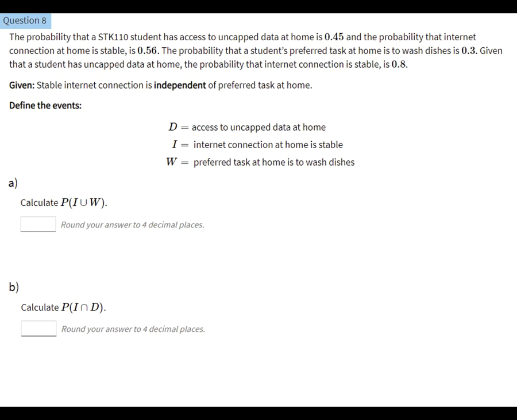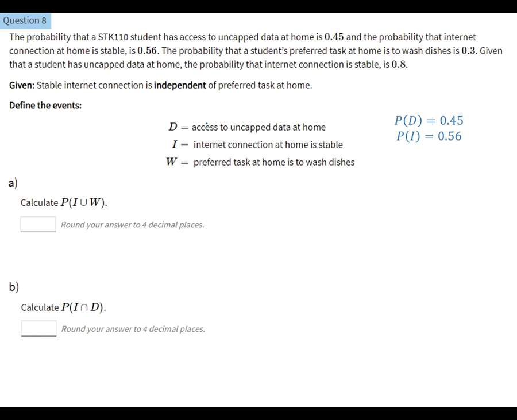So the probability that a STK 110 student has access to uncapped data at home is 0.45. We've called access to uncapped data at home the symbol D, so we can write that down already. Now, the probability that internet connection at home is stable is 0.56. We've named that I. So probability of I is 0.56.